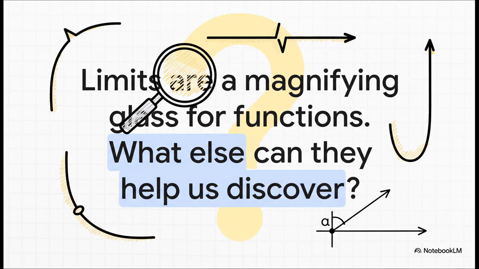So, when you boil it all down, limits are this incredibly powerful magnifying glass. They let us analyze a function's behavior at its most interesting and sometimes broken points. And this one idea, understanding what happens near a point, is the foundation for finding the slope of a curve, which is the key that unlocks the rest of calculus. It really makes you wonder, doesn't it? What other secrets can this magnifying glass help us uncover?